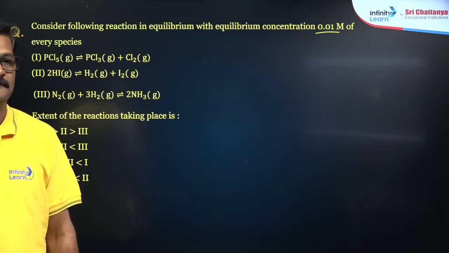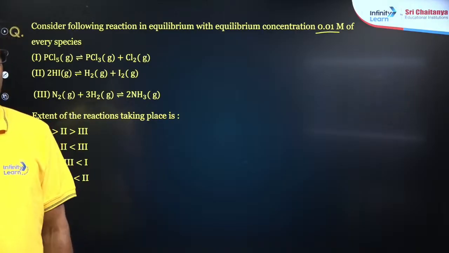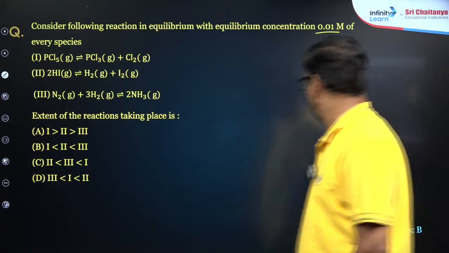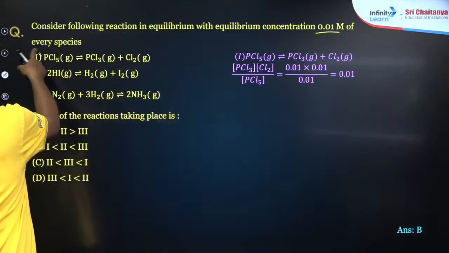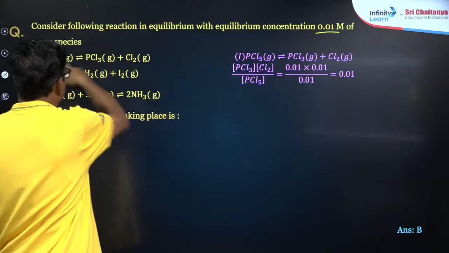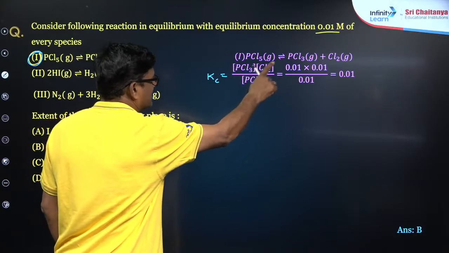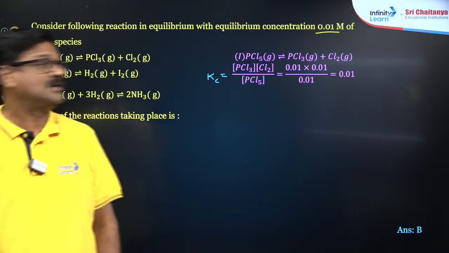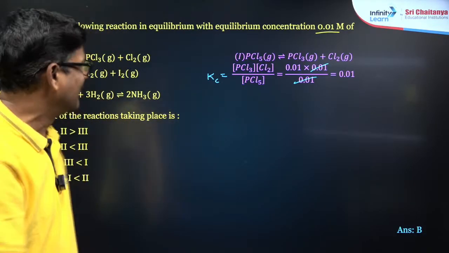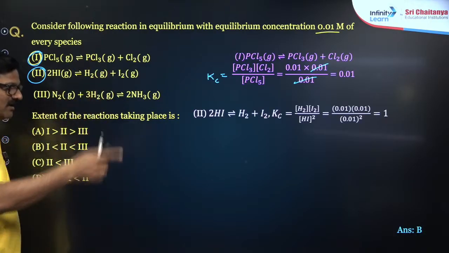Fine. Quickly tell me, Hemant, quickly. Now for this reaction, first PCl5 gives us PCl3 plus Cl2. Calculate the Kc value of this equilibrium. Kc value is equal to PCl3 Cl2 upon PCl5, 0.01 into 0.01 upon 0.01. It is going to be 0.01. Okay, and let us talk about the second one. It is going to be 1 without calculation, you can say.